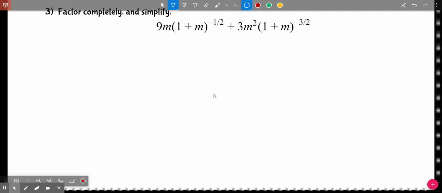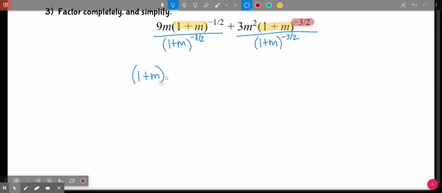And the last one, you look for the common factor, and you always factor out the smaller exponent. I'm going to divide this term by 1 plus m to the negative 3/2 power, and I'm going to divide this term by 1 plus m to the negative 3/2 power. When I do that, my 1 plus m to the negative 3/2 power moves to the front.